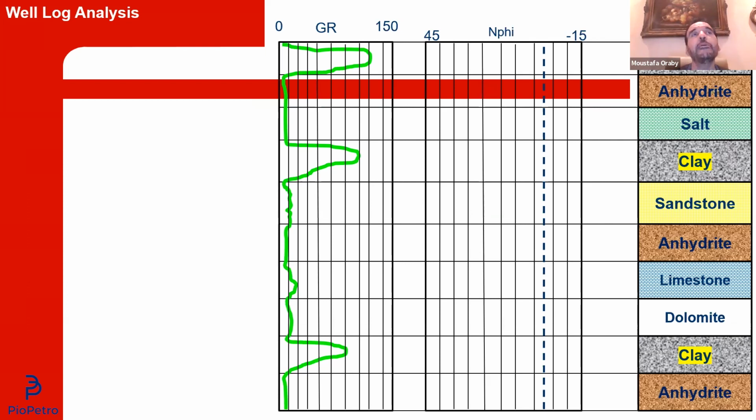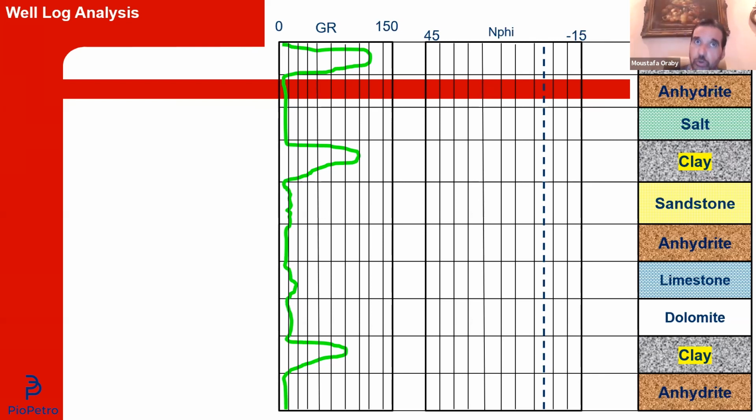How about the anhydrite? Is there any hydrogen in the anhydrite composition? No. Calcium sulfate doesn't have any hydrogen in it. How about the salt? In NaCl, there is no hydrogen. So in front of the anhydrite and in front of the salt, the neutron tool should read very close to zero. It should not read any porosity whatsoever. My expectation is that if it hits the salt or the anhydrite, it should read zero because there is no hydrogen in there.